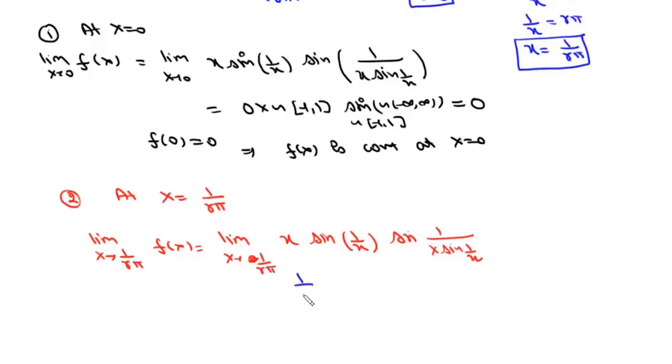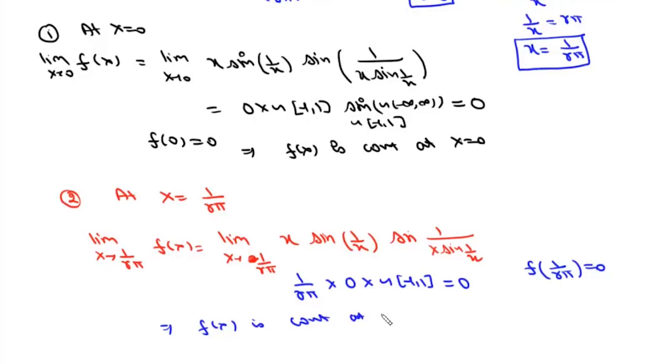So this is 1 upon rπ into sine rπ, and sine rπ is 0, into 1 upon rπ upon 0, and there will be sine infinite, and sine infinite is an oscillating value between minus 1 and plus 1. Now 0 into something finite is 0. So this limit is 0, and we are given that f(1/rπ) is also 0. That means this f(x) is continuous at x equals 1 upon rπ.